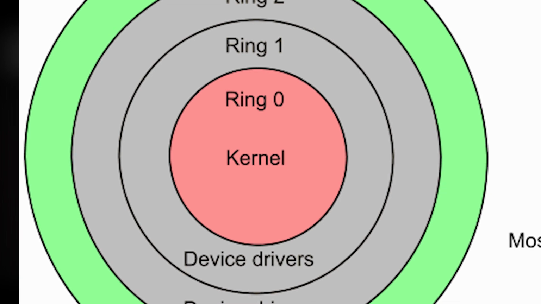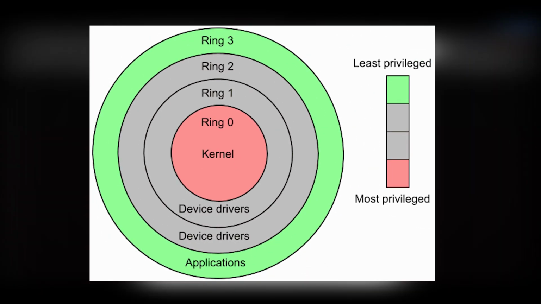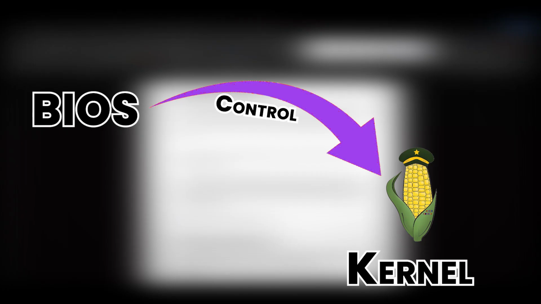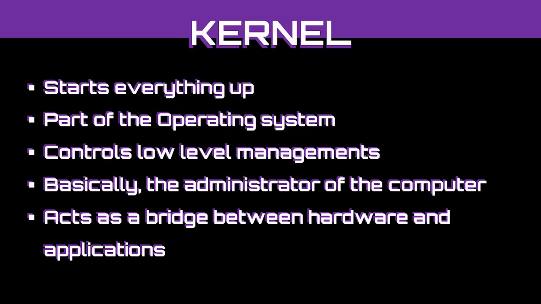So let's talk about what is a kernel. The kernel is the heart of a device. Whenever a device boots, the BIOS gives the control to the kernel and then the kernel loads everything up in your device. You can even see your kernel version in the About Phone settings in your Android device.